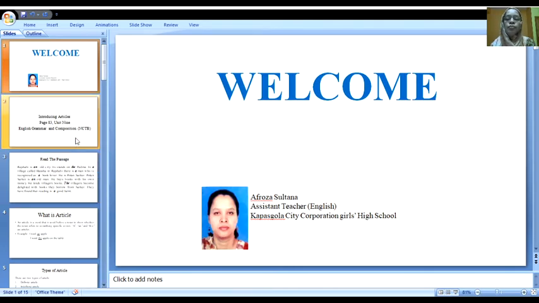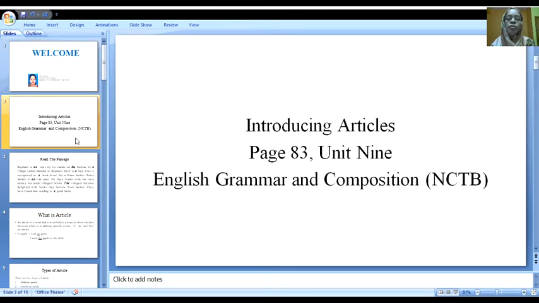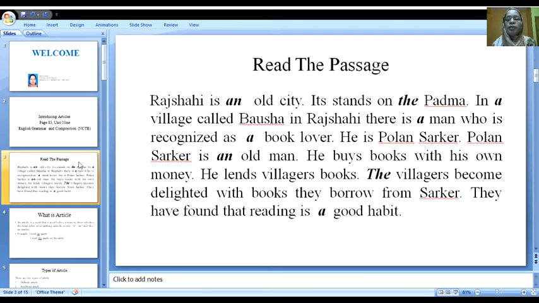And our today's topic is on articles. Dear students, this topic article is in unit 9, page 83. At the beginning of the lesson, I would like to show you a passage. I quote this passage from your textbook. Read the passage and notice the word written in italic.